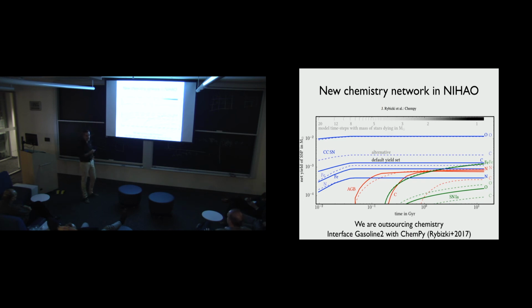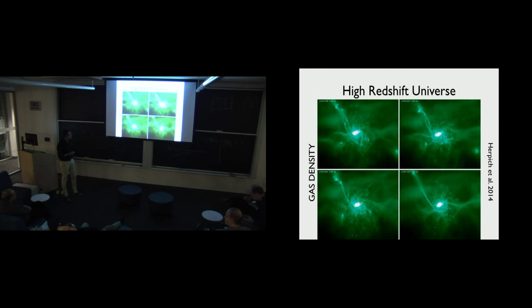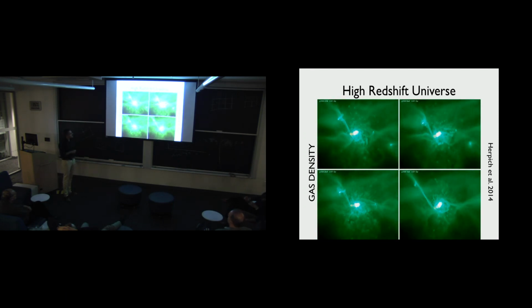Okay? So that's why you have to keep improving your code until you don't have to keep up with the observations. And the last thing is about why high redshift. So I can show you this movie. This movie is the same galaxy running 4 different models for dark matter, and you cannot tell me which one is which. They all look the same.